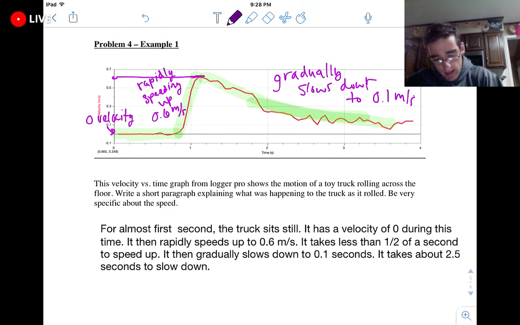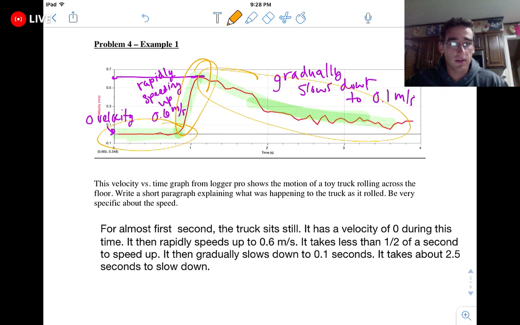So you'll see that I've got sections that describe, in detail, the beginning section, the second section where it speeds up, and the slowing down section, each one using the numbers from the graph. I didn't just say sped up then slowed down. I talked about how long it took and what the speeds were. So now you guys are going to go on and try the next one.